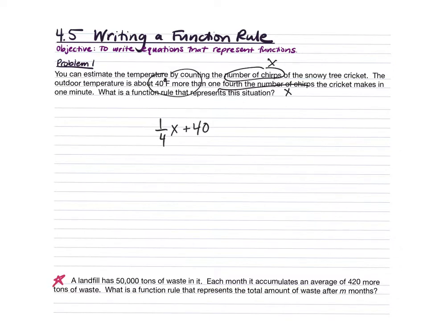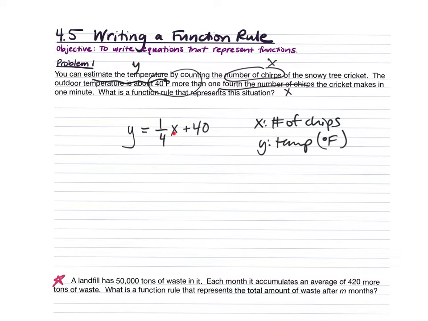So the estimate of the temperature, temperature is going to be my output. So that's my y. So this is going to equal y. So this function says, right, where x is number of chirps and y is temperature, in degrees Fahrenheit.